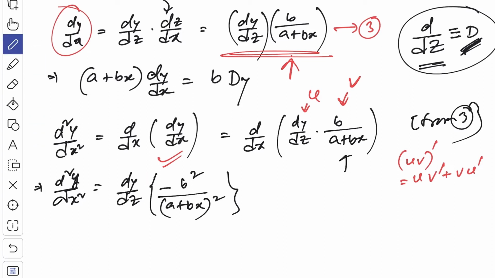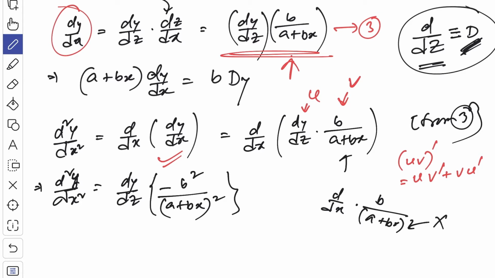So let me use the curly bracket, right? So you will get this. I hope you know how to differentiate it. So what we're going to do is assume this b as constant, and assume a plus bx as variable.